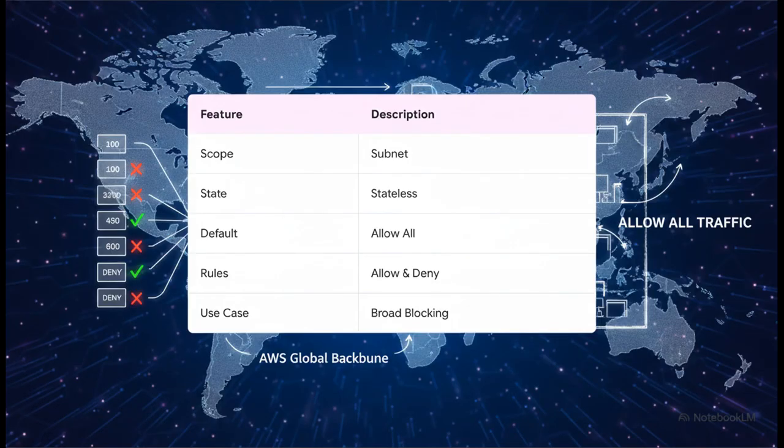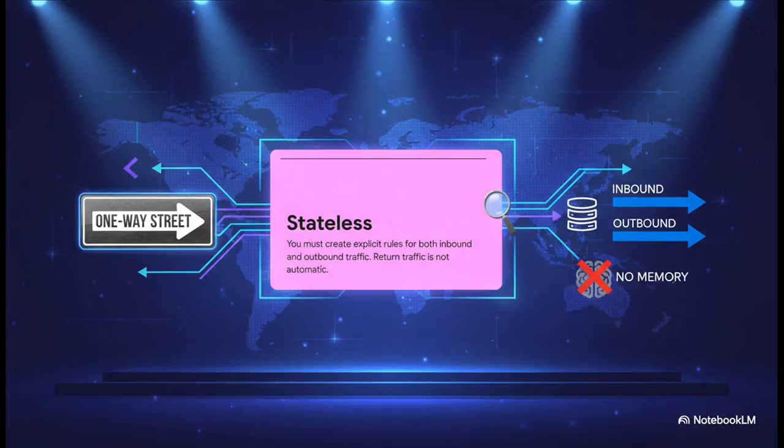And as we go through the features here, you're going to see it's a totally different beast from a security group. NACLs are at the subnet level, and they are stateless. And look at this default rule. It's allow all, the complete opposite of a security group. Plus, you can create both allow and deny rules, and they get processed in order based on a rule number you assign. Now, this is the critical piece about NACLs you have to understand.